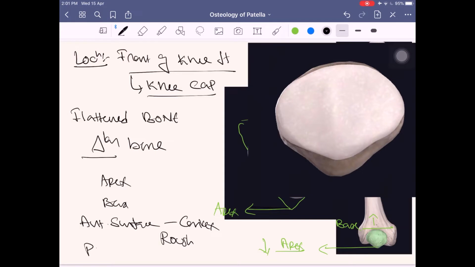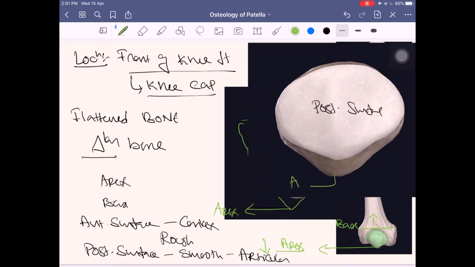Here the posterior aspect is smooth. It is smooth because it is articular, covered by hyaline cartilage. So this is the posterior surface. As it is, this is the apex and that is the base.